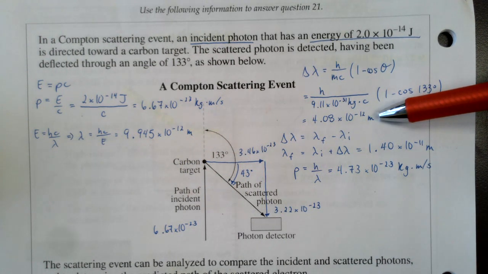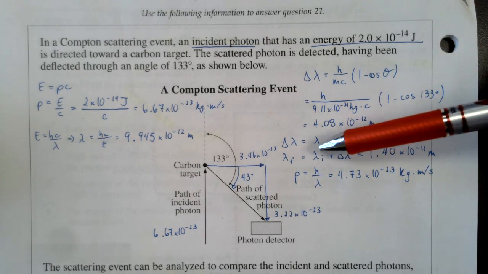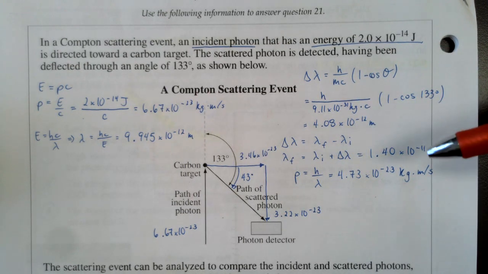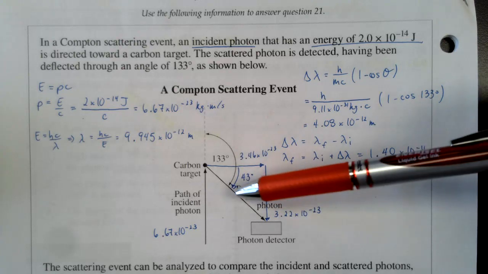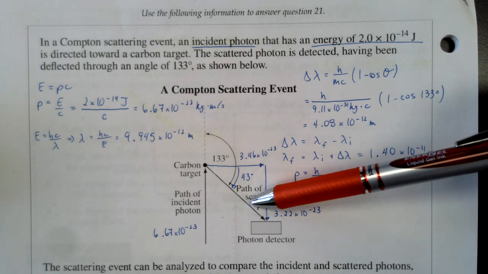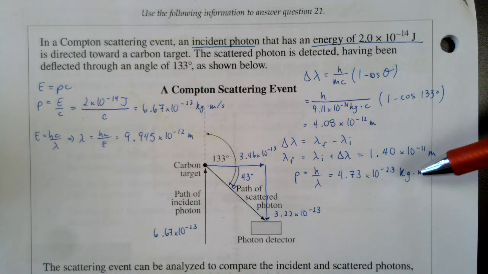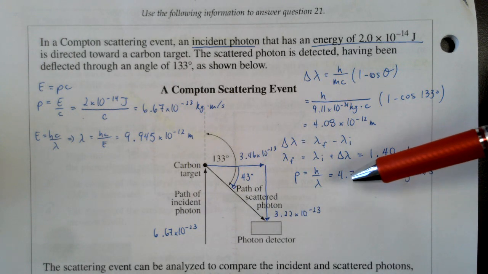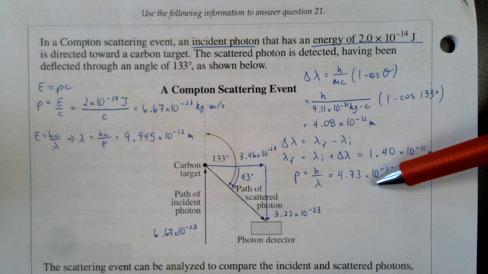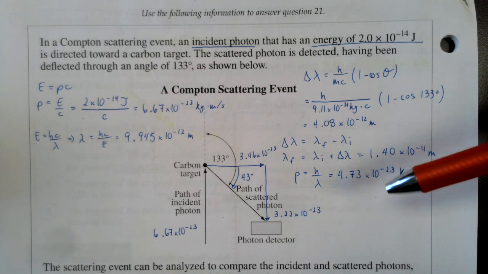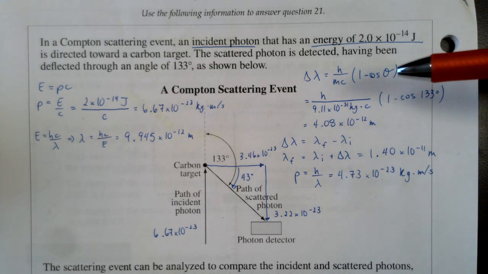The change in wavelength. Using change is equal to final minus initial, I found the final wavelength. So now I know the wavelength of this thing. Having lost energy, it should be longer, and it is. Finally, now that I have that wavelength, I found the momentum. Okay, that's a lot of information.